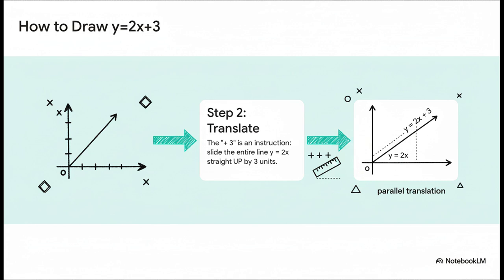Now what about that +3? Well, think of it as an instruction. It's telling us to take that entire line and just move it. Because it's +3, we move the whole thing up 3 steps. That's all. We just slide it up. And the fancy math name for that move is called a parallel translation.